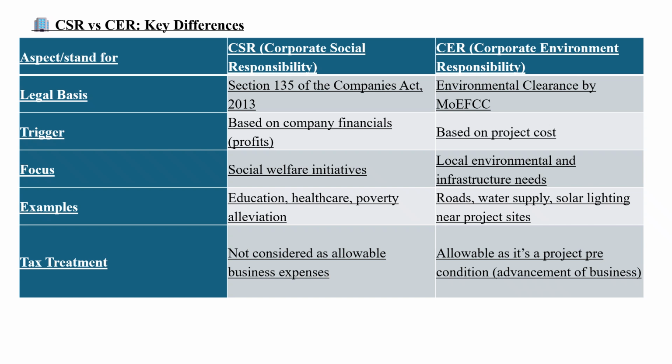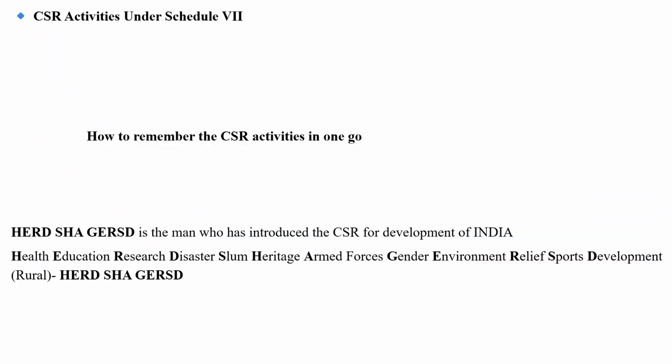Examples: CSR expenses include education, healthcare, and poverty alleviation. But examples of CER expenses include roads, water supply, and solar lighting near project sites. Tax treatment: CSR is not generally an allowable business expense, while CER is an allowable business expenditure because it is a precondition for the start of the project, so it can be considered an advancement of business.